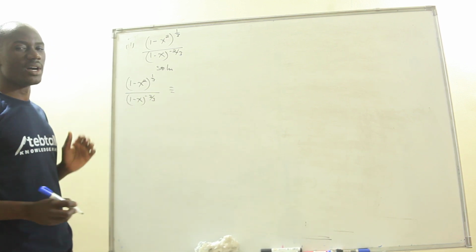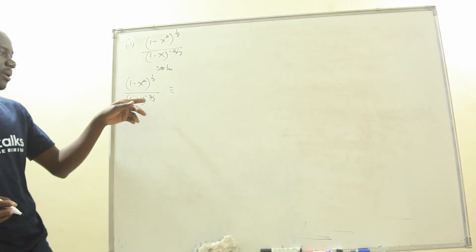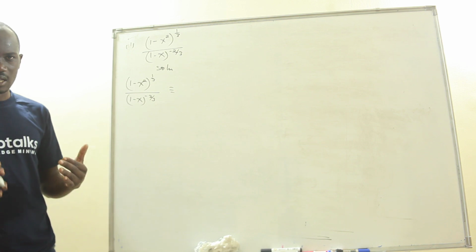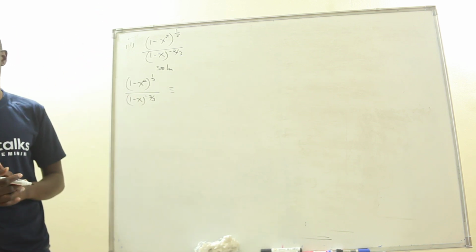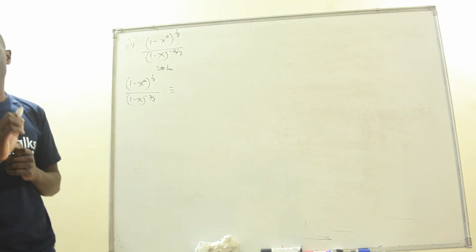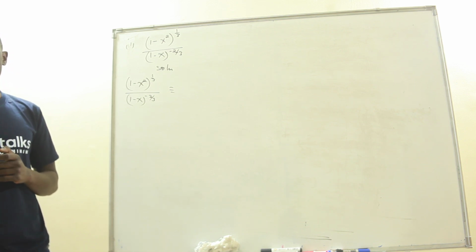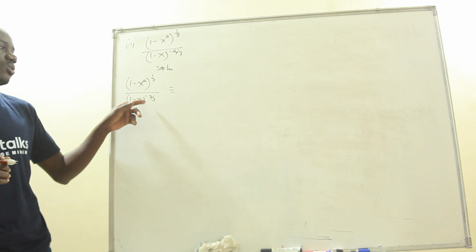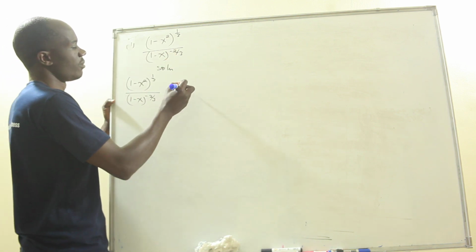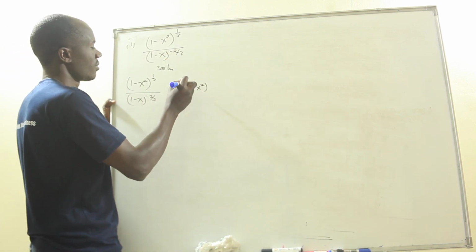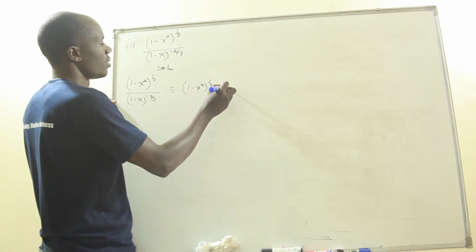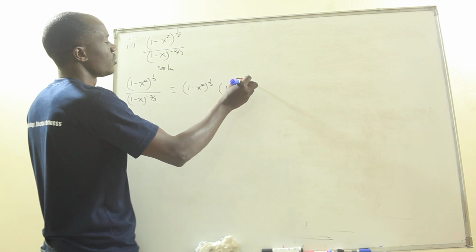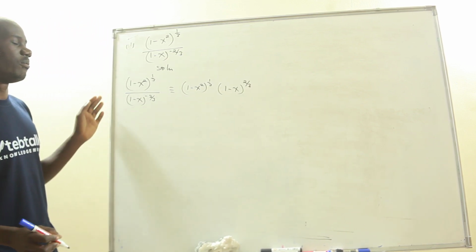This is the same as what? We said when the power is negative, you can take the reciprocal, or we can take it up from the other law of indices. When we had a power negative n, we had 1 over a power n. So we're going to take this one up. So this is the same as (1 minus x squared) power a third into (1 minus x) power 2 over 3. The powers become positive.